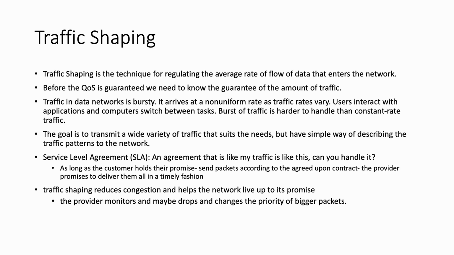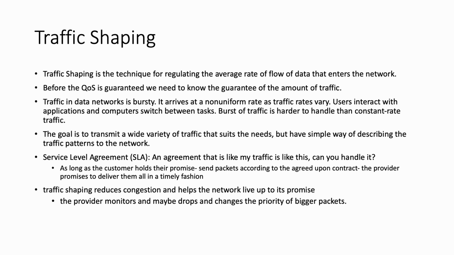For this, we can do traffic shaping, which is the technique for regulating the average rate of flow of data that enters the network. Before the quality of service is guaranteed, we need to know the amount of traffic so that the quality of service can be made for that. Traffic in data networks is bursty. It arrives at a non-uniform rate as the traffic rates vary. Users interact with applications and computers switch between tasks. Bursts of traffic are harder to handle than constant rate traffic.